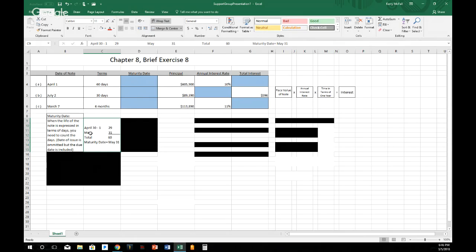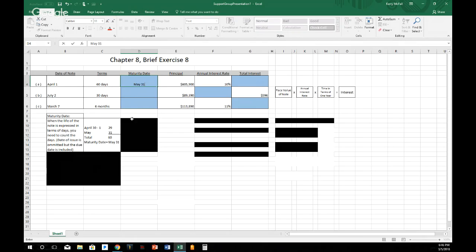In April there are 30 days, and we need to omit the first day. So we have the 30 minus the first day, which leaves us with 29 days. And then continuing, we have May, which has 31 days. When you add the two together, the 29 and the 31, that equals our 60 days total. So that 31st day in May becomes our maturity date, and so you would put in May 31st.